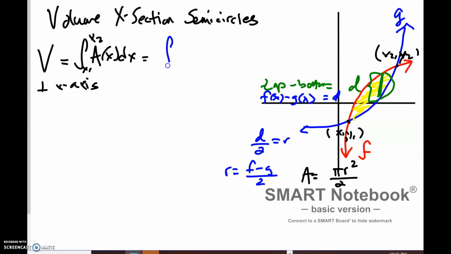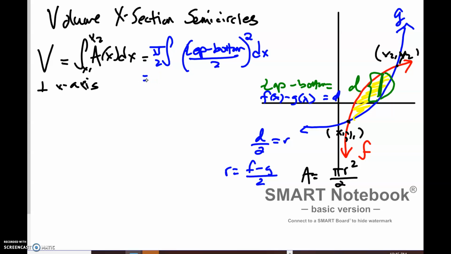So I'm going to write that two ways. So I have top minus bottom over 2, squared, dx, and that's just the r squared, right? Then you have this pi over 2 in the front. So we have pi over 2.